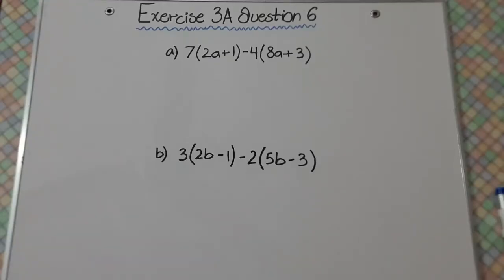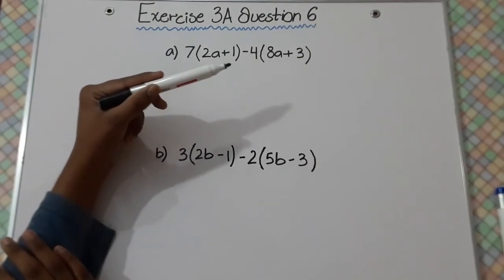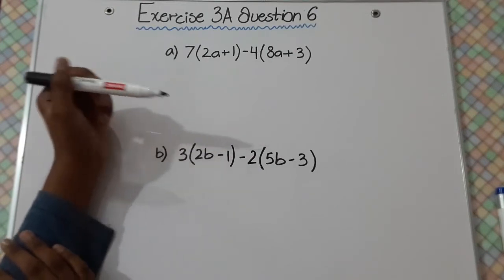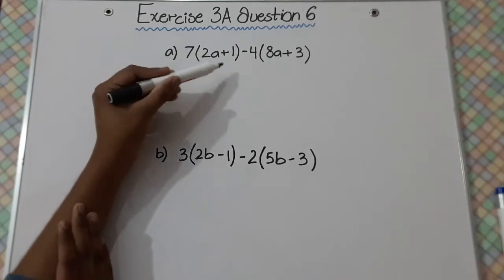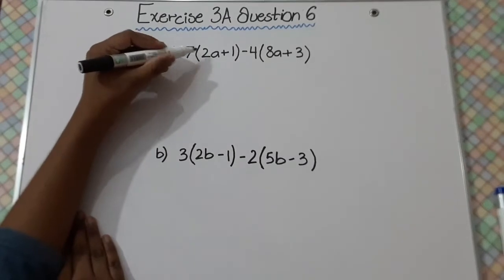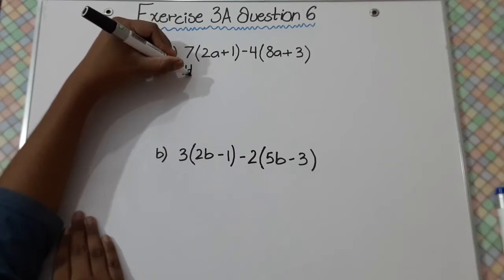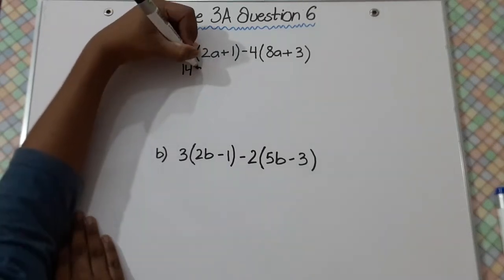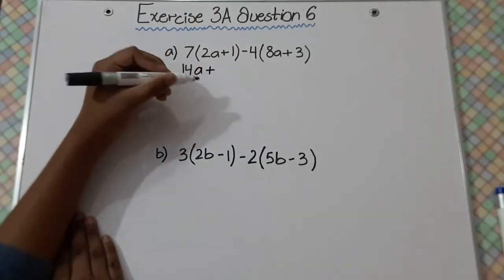So now let's start solving the first part, that is part A of this question. It says 7a bracket 2a plus 1 bracket close minus 4 bracket 8a plus 3 bracket close. So we are going to use 7 to open this bracket, and we are going to use 4 to open this bracket. So 7 multiplied by 2a is 14a, and the sign would be plus, and 7 multiplied by 1 is 7.